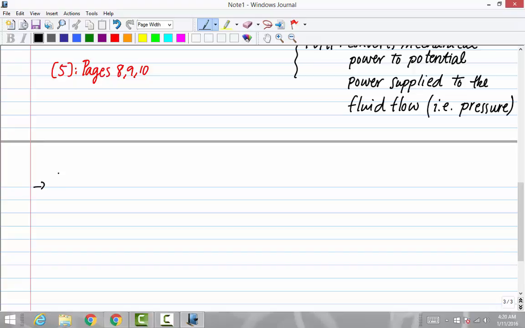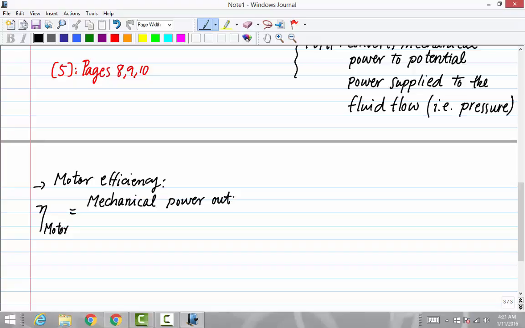So the motor efficiency is defined as eta motor, which is mechanical power output. So efficiency is simply defined as the output of your system over the input of your system. Here the subsystem is the motor, and the output of the motor is the mechanical power. The input is the electrical power. So divided by electrical power input. It's easy and simple.